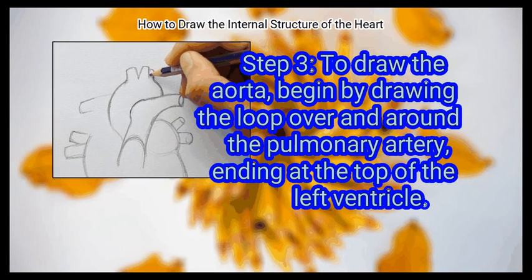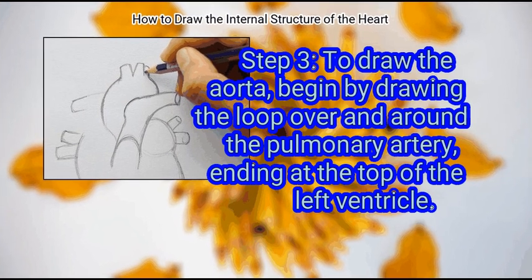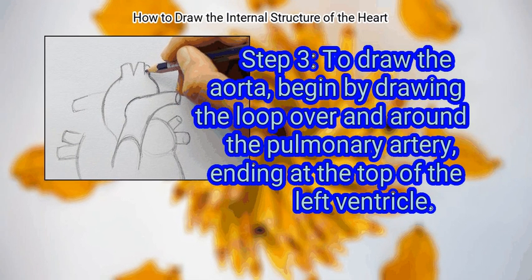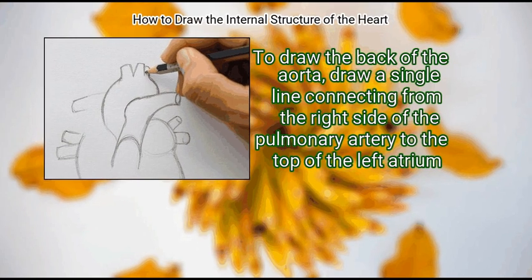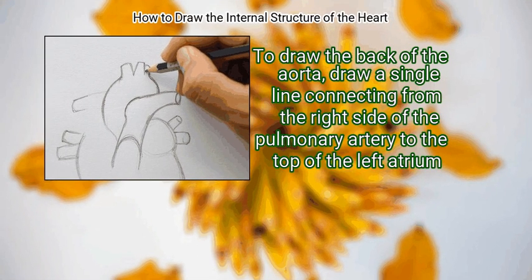Step 3. To draw the aorta. Begin by drawing the loop over and around the pulmonary artery, ending at the top of the left ventricle. To draw the back of the aorta, draw a single line connecting from the right side of the pulmonary artery to the top of the left atrium.